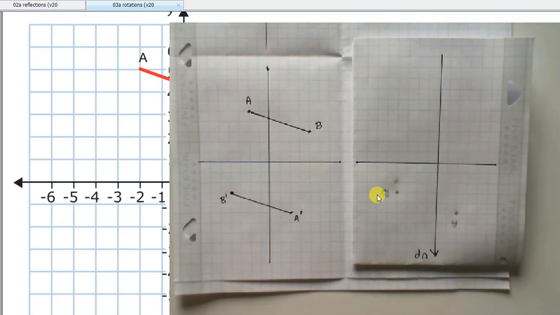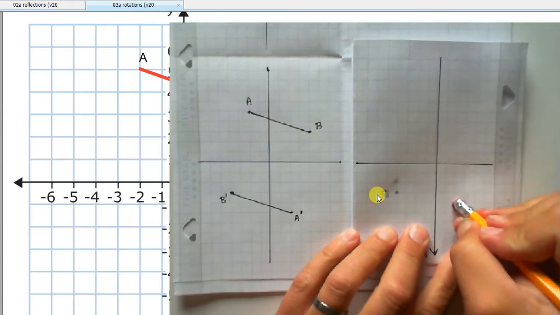There it is, after the rotation. And everything that I put over here, I can just erase, and I can use this little piece of paper for the next one too.